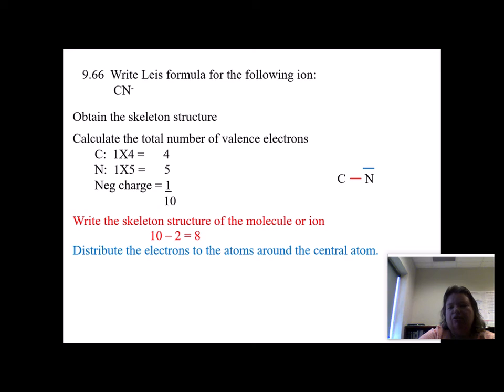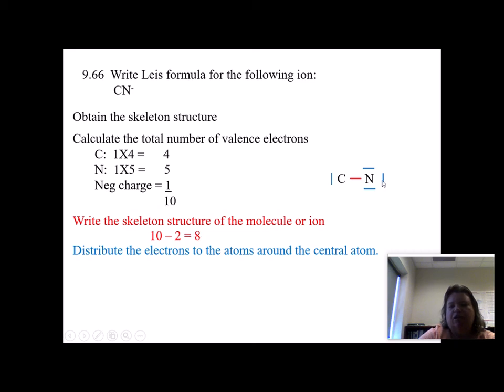So again, I'm using dashes instead of the dots, but it's the same thing. Every time I add a dash, it represents 2 electrons. So 2, 4, 6, and 8. And I'm out of electrons because I only had 8 more to go.